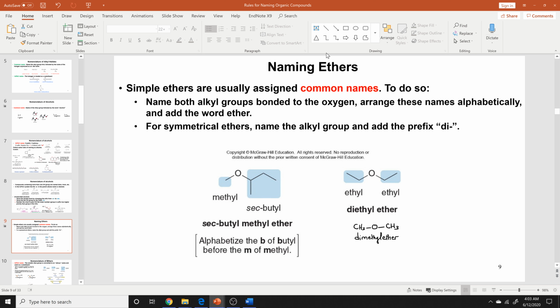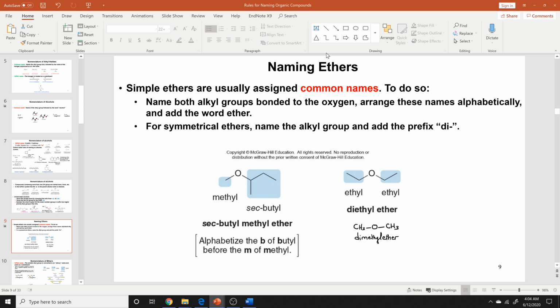Naming ethers. Ethers are named either by a common or an IUPAC name. You have symmetrical ethers and unsymmetrical ethers, and if you want to name them with common names, you just name both R chains or R sides of the ether, arrange them in alphabetical order, and stick the word ether at the end. So I know that this is sec-butyl, and this is methyl. Arranged alphabetically, butyl comes before methyl, so it's going to be sec-butyl methyl ether.